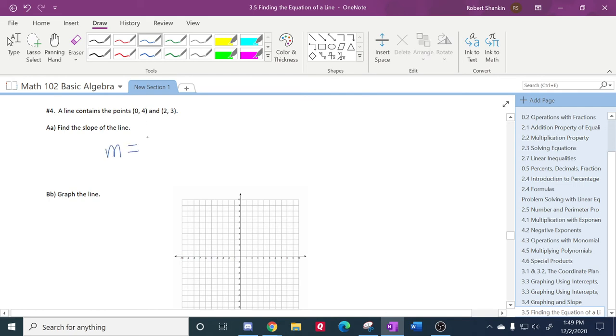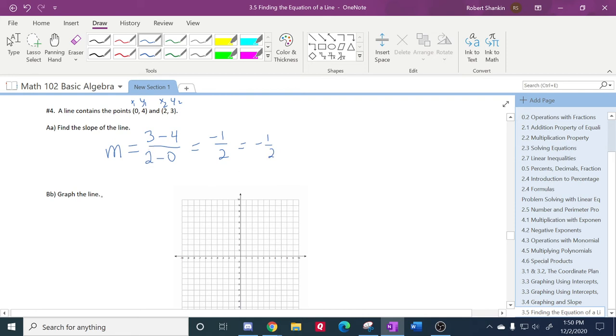The difference in the y-coordinates, and you have to be consistent. Rightmost minus the leftmost. And then rightmost minus the left, difference in the x-coordinates. Don't take necessarily the bigger minus the smaller. If I'd have done 4 minus 3, I'd be getting this wrong. You think of this as the first point, and this is the second point. So the second point minus the first, like this. This gives me -1 over 2, or -1/2. That's the slope.